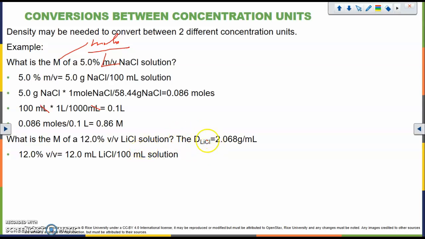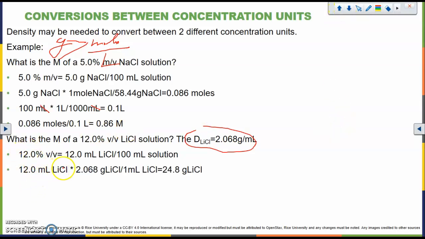Now, why am I giving you density here? Molarity, again, is moles over liter. Moles come from grams. Right now, we do not have the grams of solute. What we have is milliliters of solute. So the way that we go from milliliters of solute to grams of solute is by using density. Here we go, 12 mils lithium chloride times 2.068 grams over 1 mil. The mils cancel. We have grams of lithium chloride. So from 12 mils of lithium chloride, we now have 24.8 grams of lithium chloride.